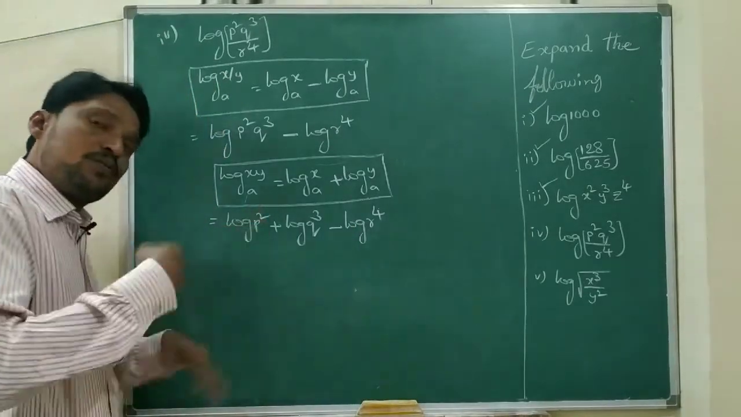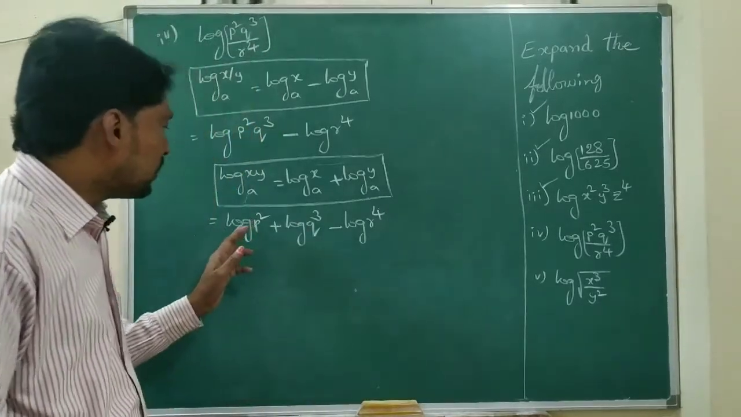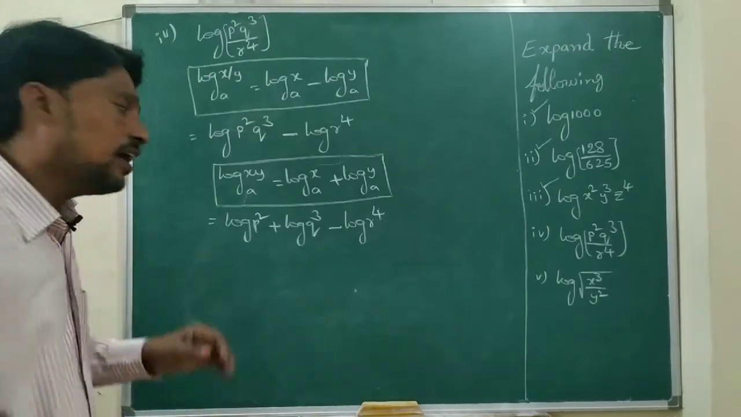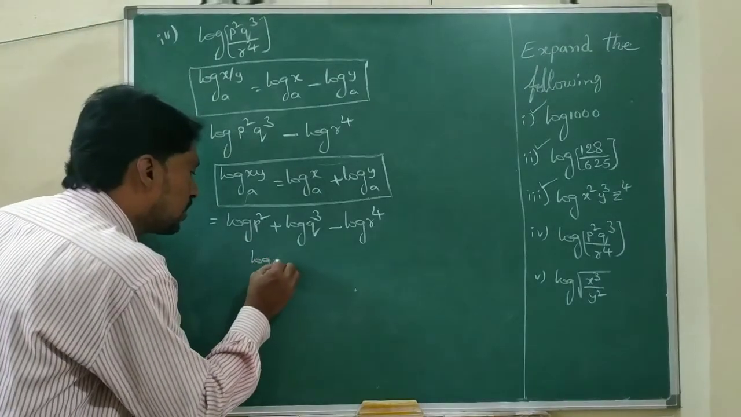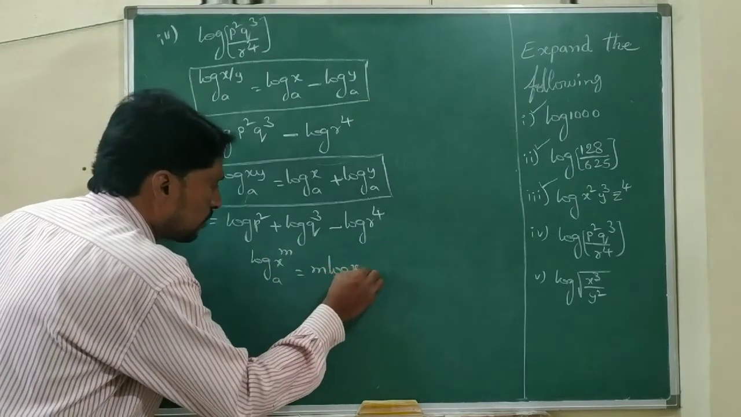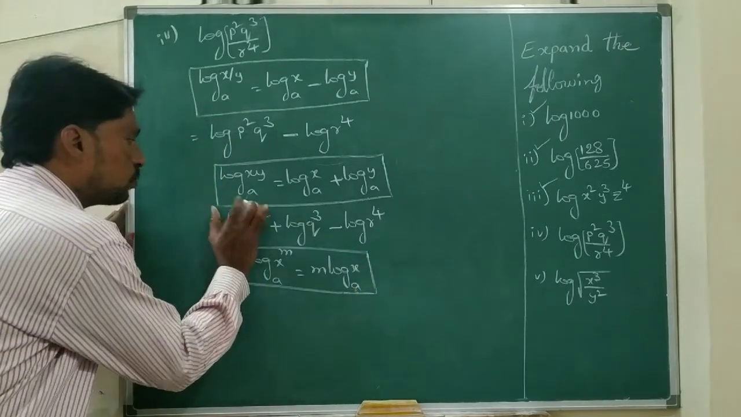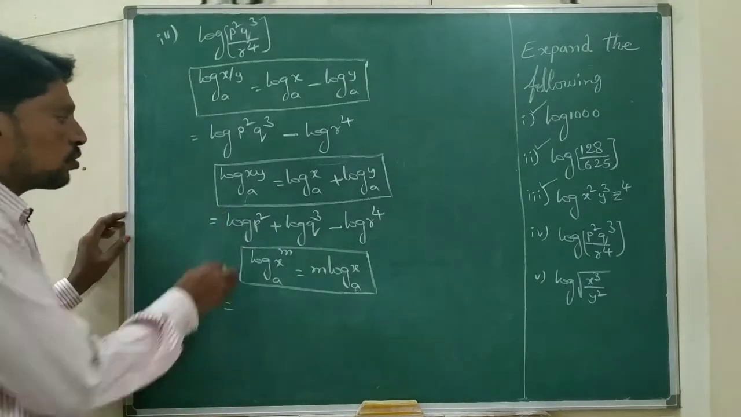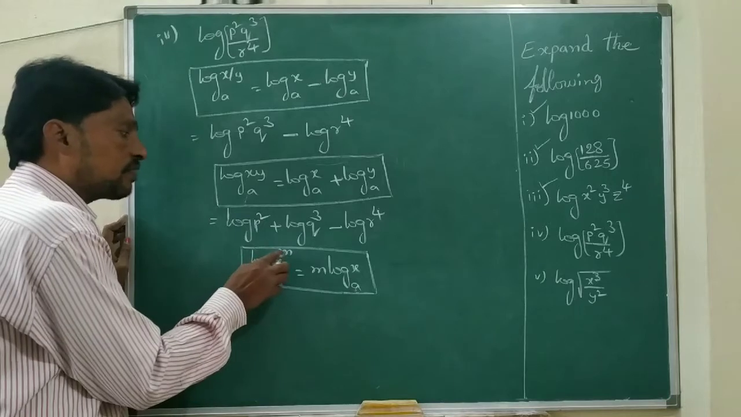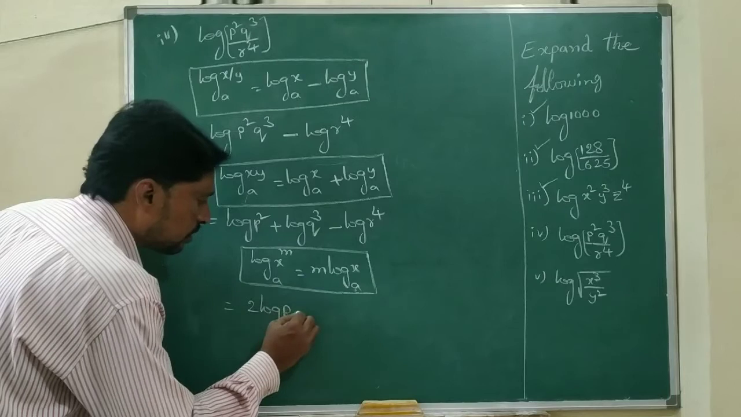So again, here is one more property. What type of property do we have to use here? That is the power rule. What is the power rule? You know that. Yes, log x power m to the base a equals m log x to the base a. So up to here I am applying the power rule. Log p square: here, what is m? 2. So we get 2 log p.